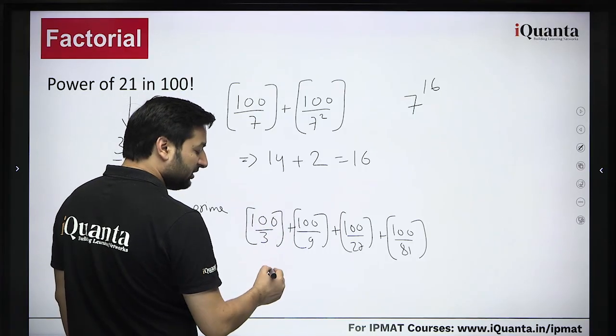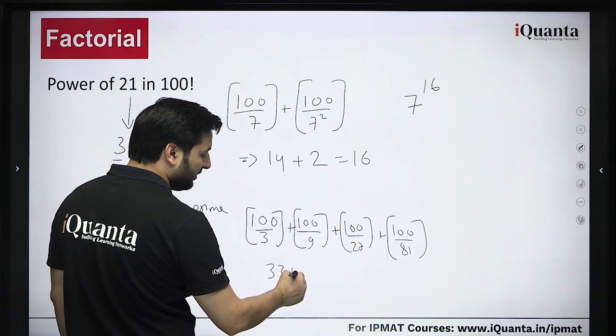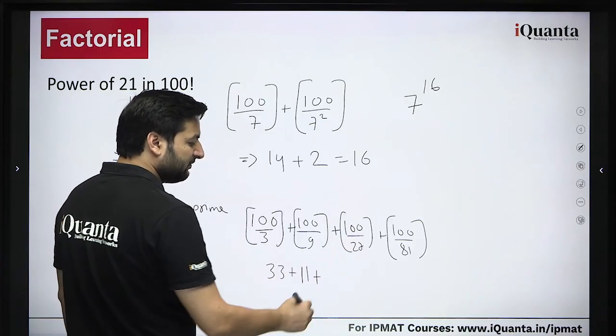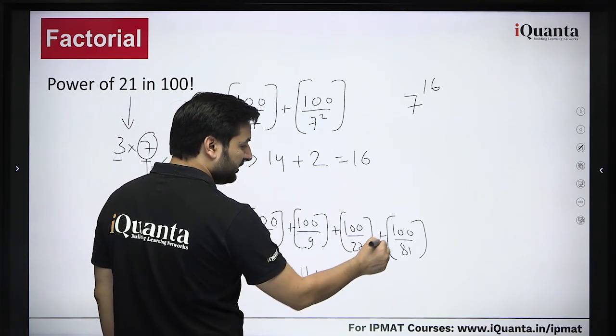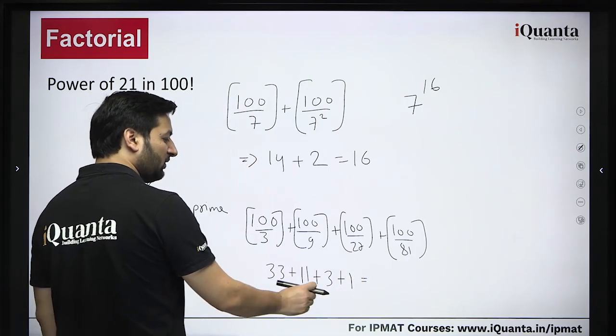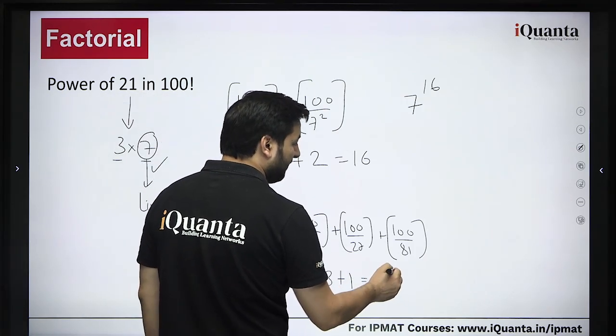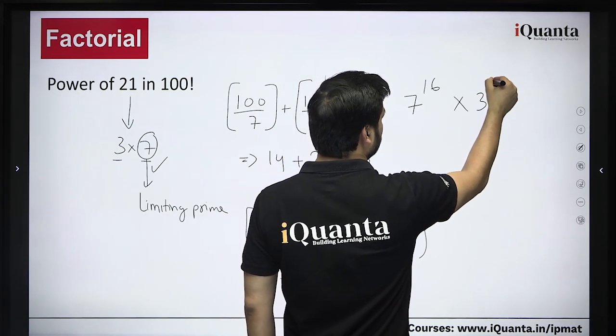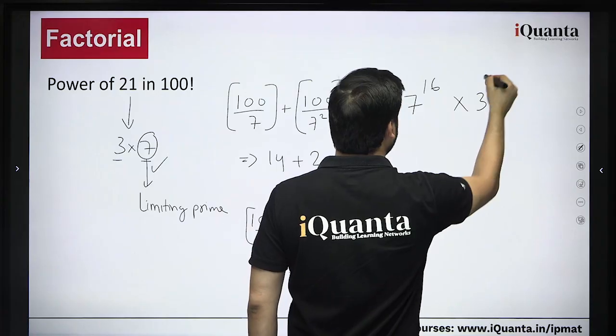This will give us 33 point something, so integer part is 33. 100 upon 9 will give me 11 point something, integer part is 11. 100 upon 27 will give me 3 point something, integer part is 3. 100 upon 81 will give me 1 point something, integer part is 1. So 33 plus 11 is 44, 44 plus 4 is 48. The power of 3 is total 48 in 100 factorial.